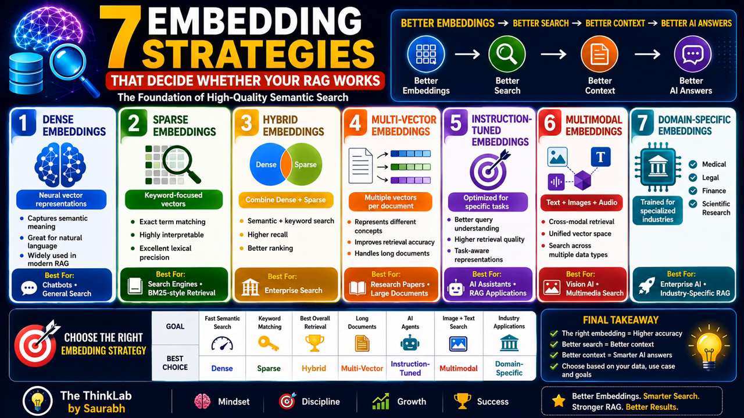Remember this simple formula: better embedding leads to better search, leads to better context, leads to better AI answers. So if you are building an AI agent or production RAG system, choosing the right embedding strategy is just as important as choosing the right LLM. I hope this video helps you understand embedding in a simple and practical way.